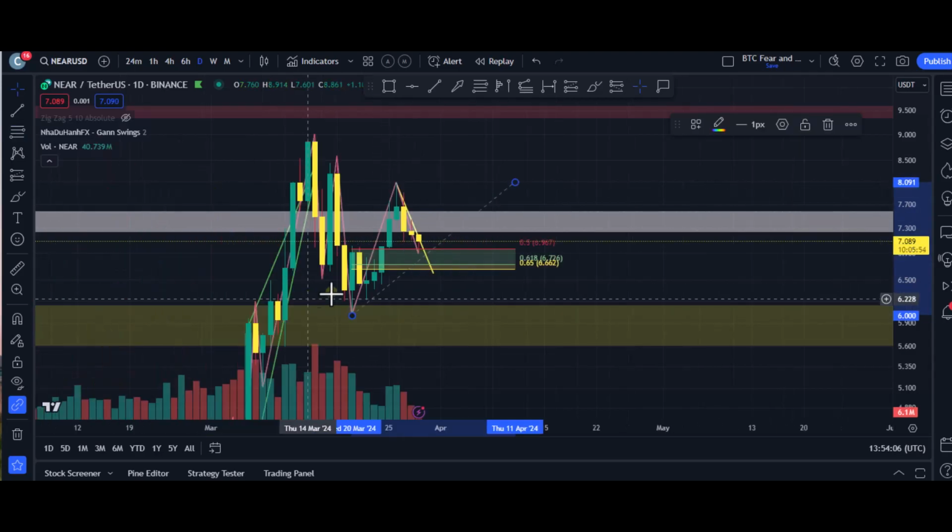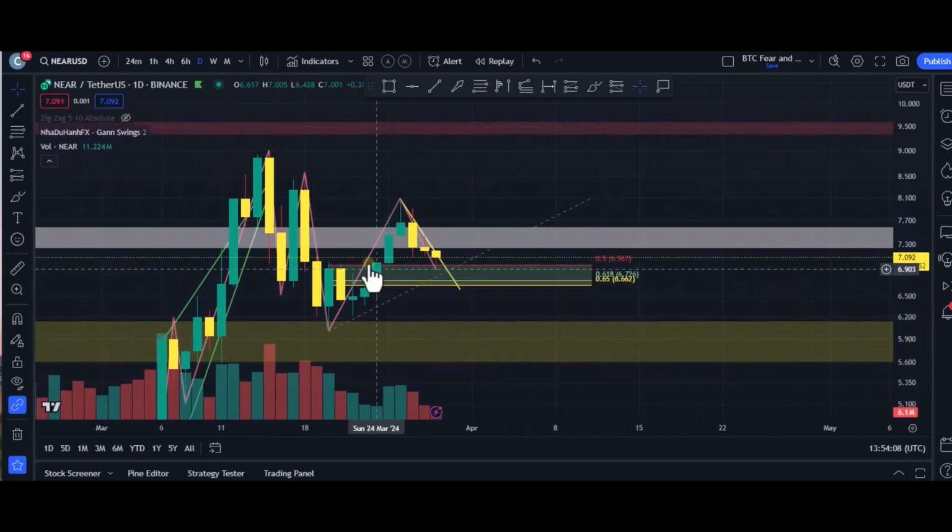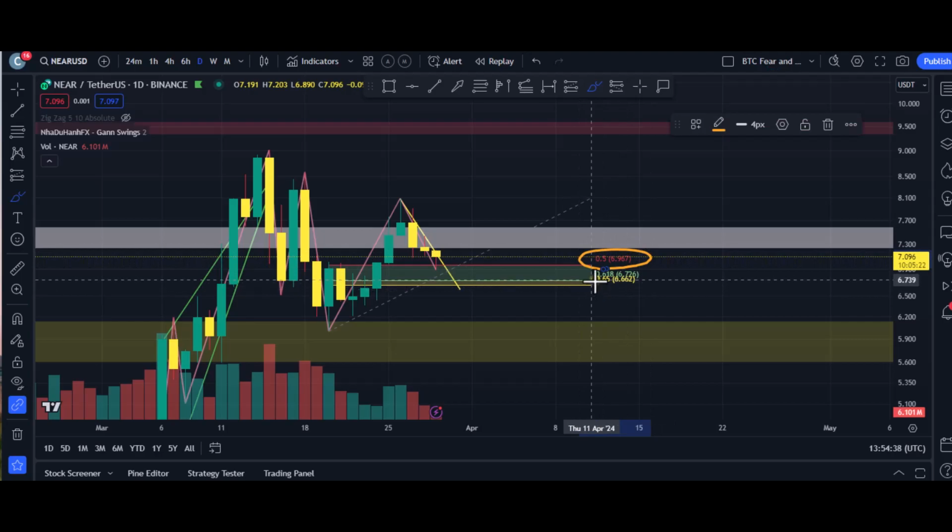So you can see Near, if you look at it on the daily, we've already touched this 50%. We haven't broken this trend line, but we've touched the 50% already. So my areas of interest are this 50% area, which is $6.96, and the 618, $6.726. Now it obviously depends on what Bitcoin's going to do. I'm kind of waiting to see what Bitcoin does. I'm trading a lot of leverage trades at the moment. My spot positions are in, and that's just where I am.